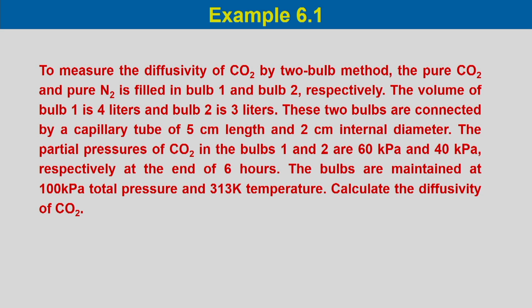The partial pressure of carbon dioxide in bulb 1 and bulb 2 is given as 60 kilopascal and 40 kilopascal respectively at the end of 6 hours. So, the time of operation over here is 6 hours. The bulbs are maintained at 100 kilopascal total pressure and 313 Kelvin temperature. Now, calculate the diffusivity of carbon dioxide.